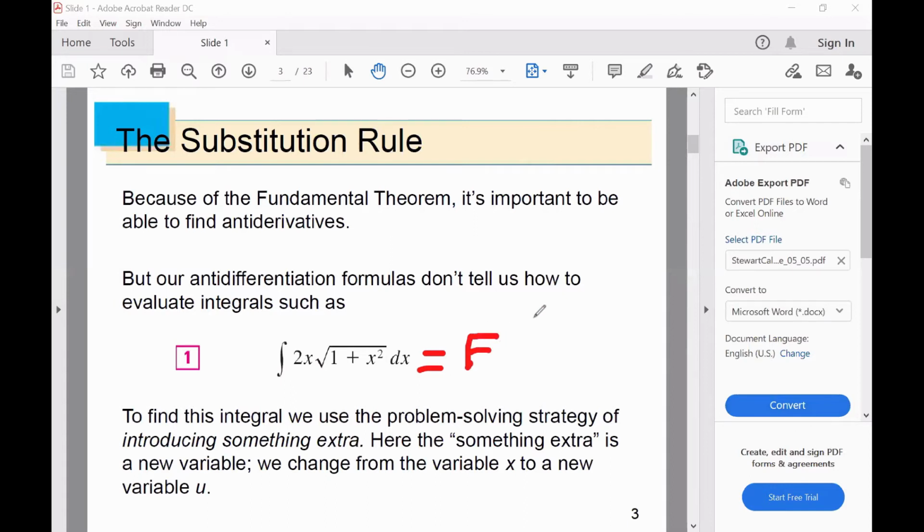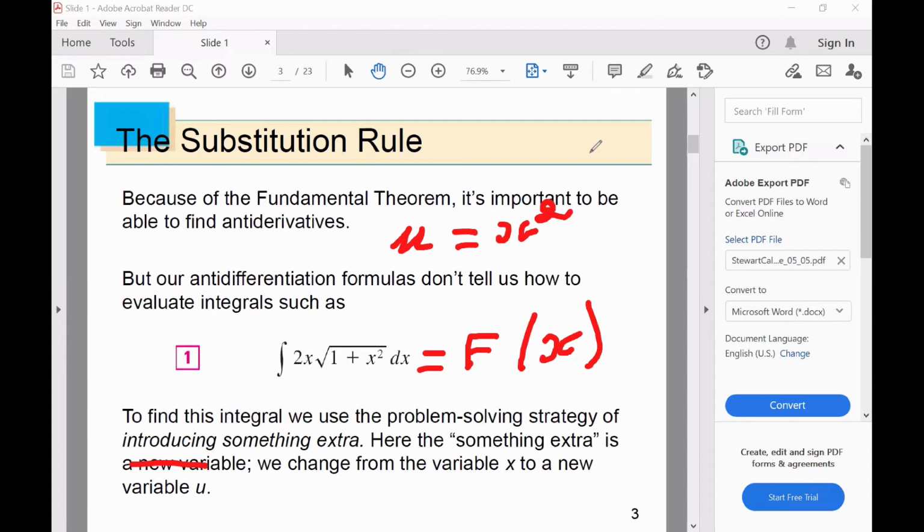What is the strategy? We are going to use a new variable. A new variable means we change the variable x to a new variable. Instead of x, I'm going to say let u equal x squared, because you notice inside the root we have x squared instead of x.